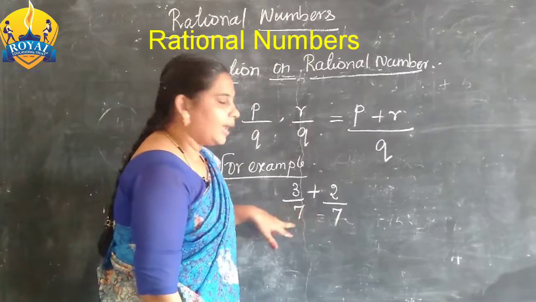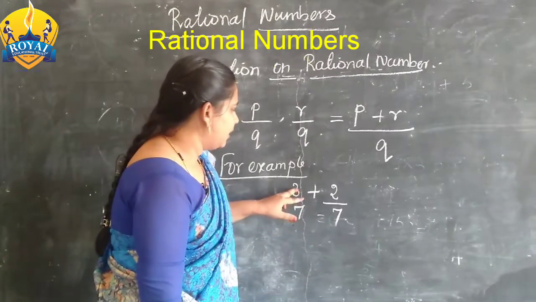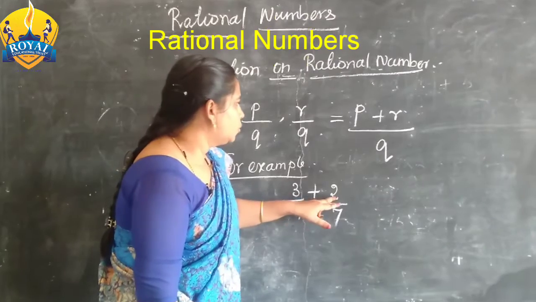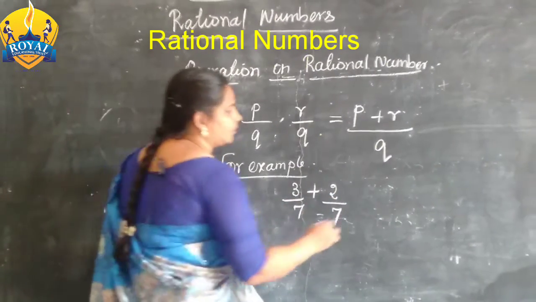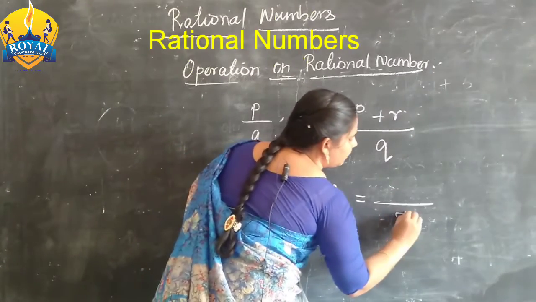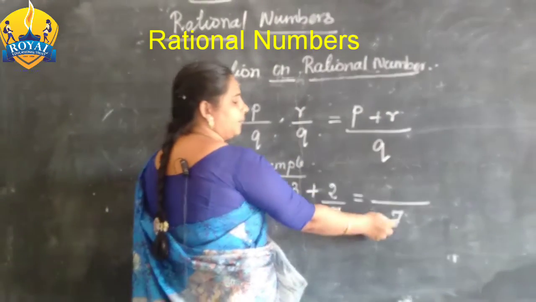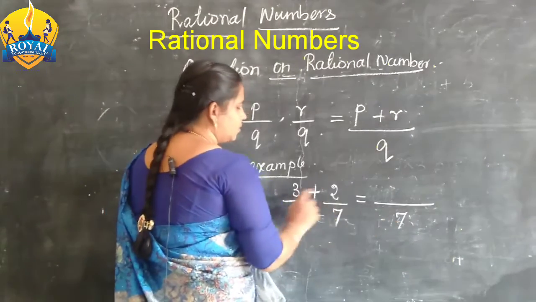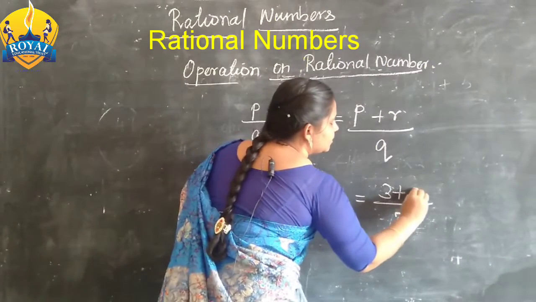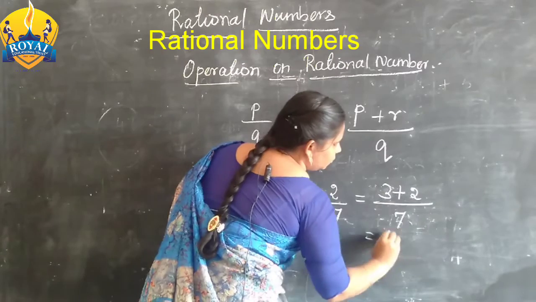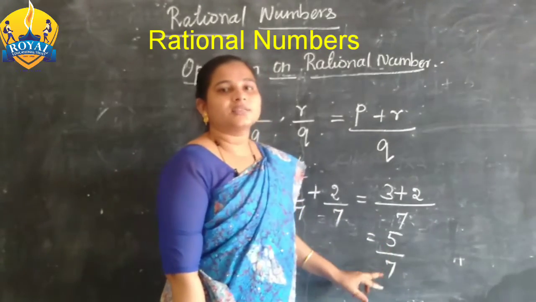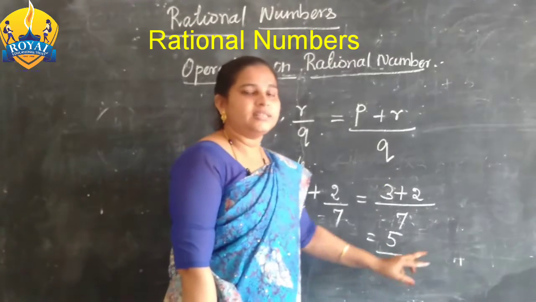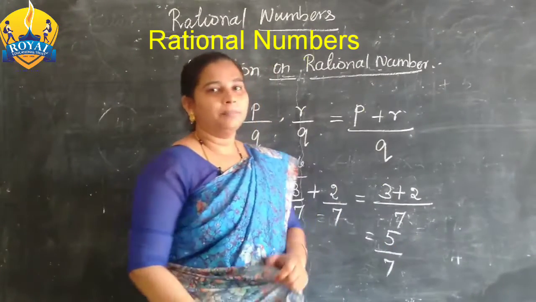These have the same denominator. This is the rational number 3 by Q and R by Q. So this is the same denominator. Now, whole power 7, the denominator is the same, 7. So now we add 3 plus 2, which equals 5 by 7. Which is the 3 by Q rational number, and 5 by 7 is the rational number.